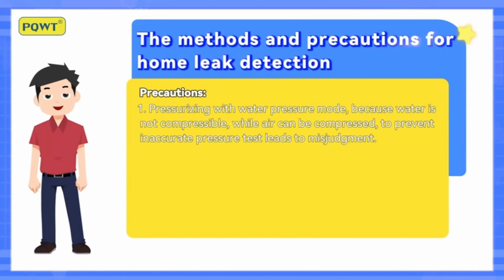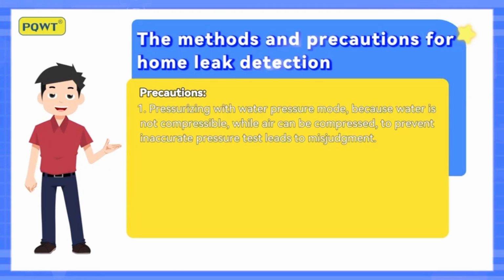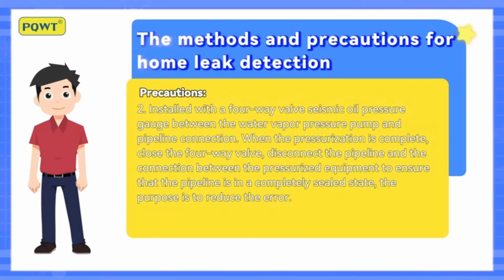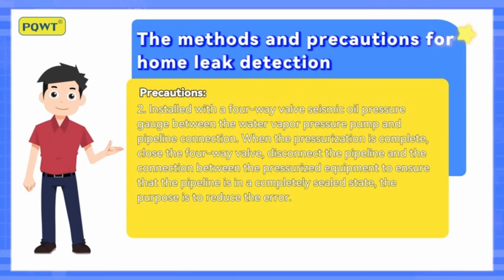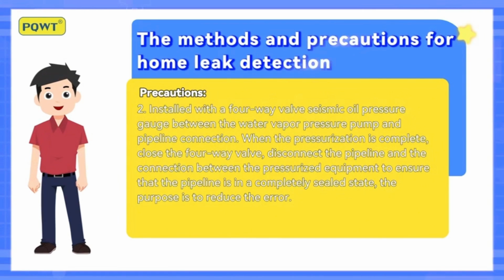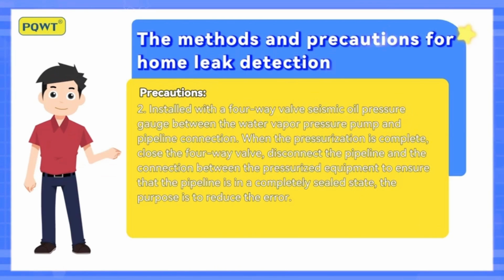Precautions. 1. Pressurize with water pressure mode, because water is not compressible, while air can be compressed. This prevents inaccurate pressure tests that lead to misjudgment. 2. Install a four-way valve and seismic oil pressure gauge between the water and gas pressure pump and the pipeline connection. When pressurization is complete, close the four-way valve. Disconnect the connection between the pipeline and the pressurizing equipment to ensure the pipeline is in a completely sealed state. The purpose is to reduce error.